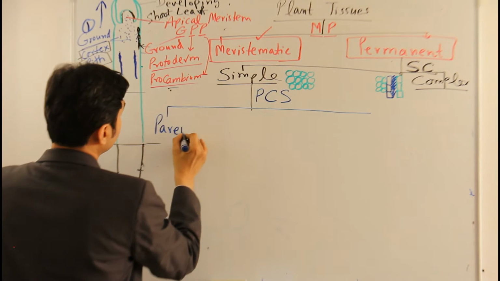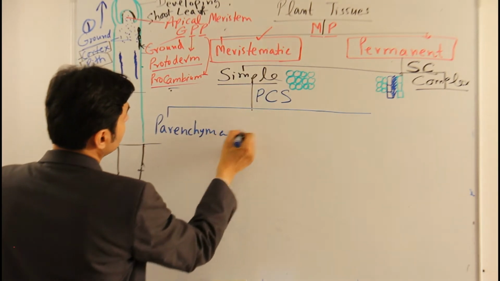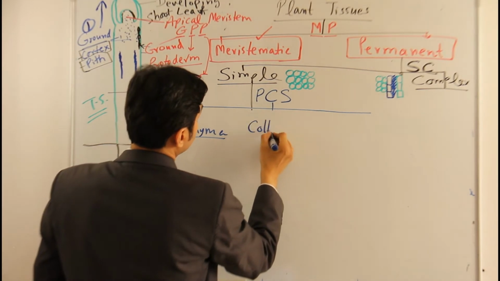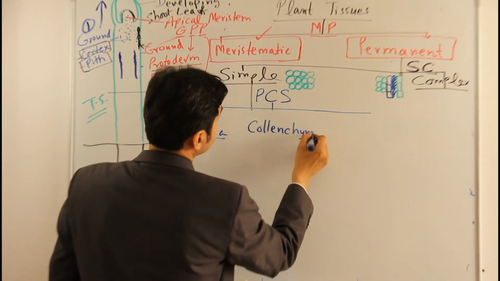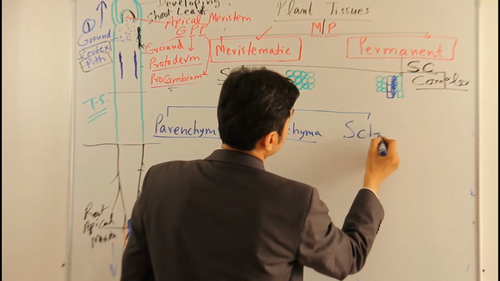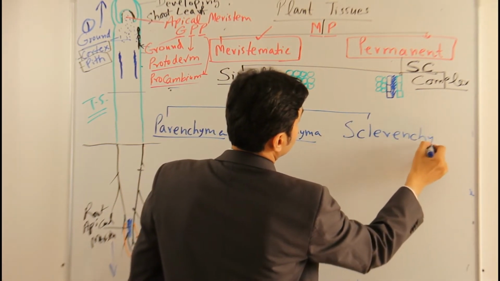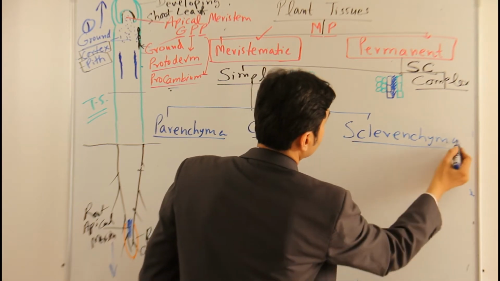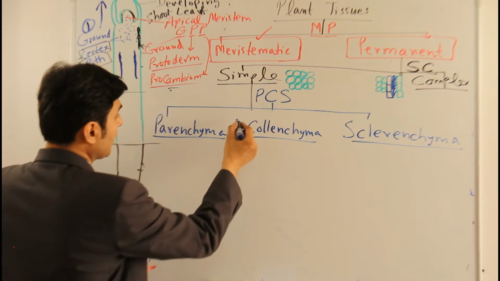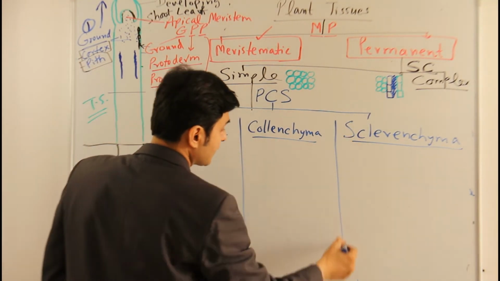P means parenchyma. C means collenchyma, and S means sclerenchyma. These are the three types of the simple permanent tissues. Now let us differentiate these tissues.